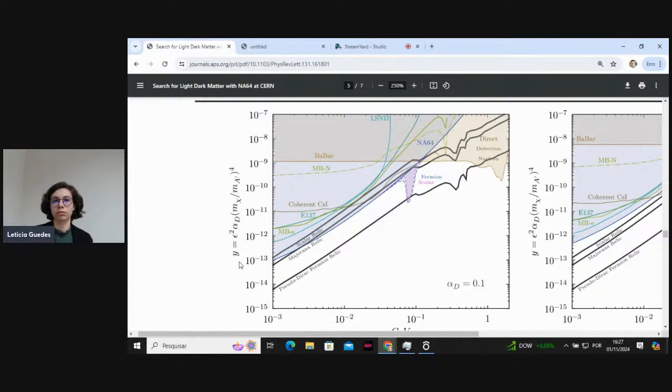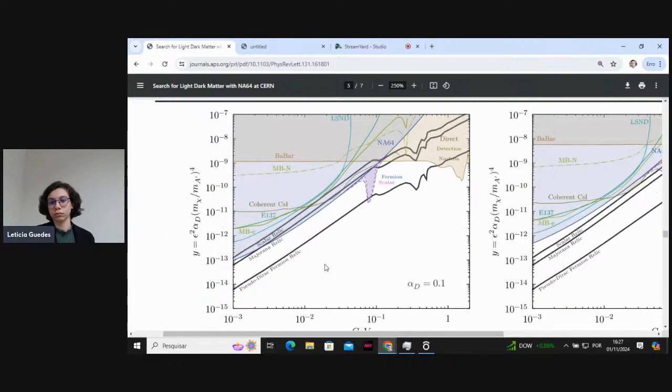So why shouldn't we expect that the curves in black also go up? Why? Because they stay the same, right? So you see, the black curves stay the same. We change alpha d, but the bounds weaken, while the curves stay the same.